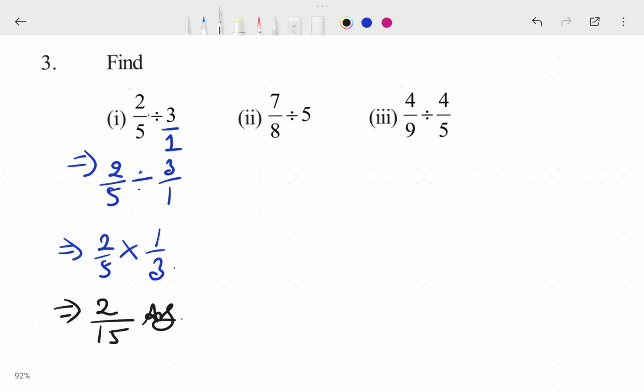You cannot convert this into a mixed fraction because you cannot divide 15 by 2. So you cannot convert this into a mixed fraction. Okay, right. So now let's see this question again.